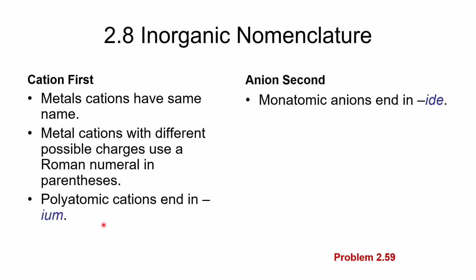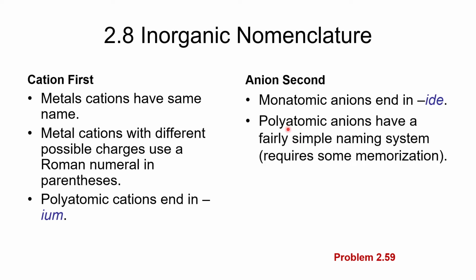There are some polyatomic cations that end in "ium," and you'll just name them for the name of the polyatomic ion. Ammonium is an example of that. The polyatomic anions have a fairly simple naming system, and it does require some memorization, but I will show you how to do that, kind of give you a primer on the systematic way that these are named.